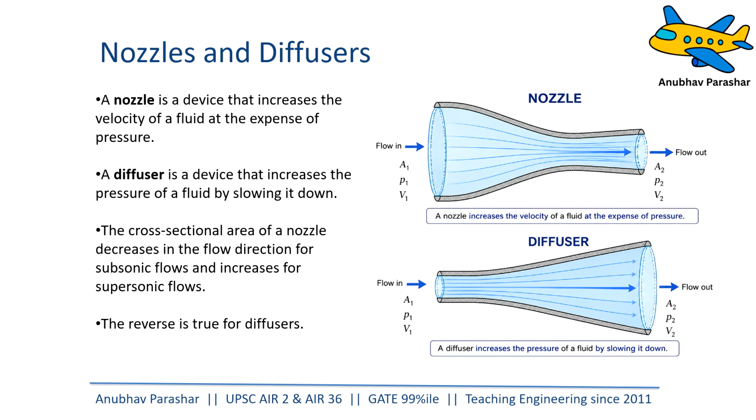A nozzle is a device which increases velocity at the expense of pressure, we can say. And pressure is related to enthalpy. What is enthalpy? U plus PV, right? So if pressure decreases, I can also say enthalpy decreases. So you can say it increases the velocity of the fluid at the expense of pressure or enthalpy. Right? And a diffuser is simply the opposite of it. It increases the pressure by slowing down a fluid, meaning velocity is converted into pressure. And these devices are very, very important for any engineering, especially in the aerospace industry.